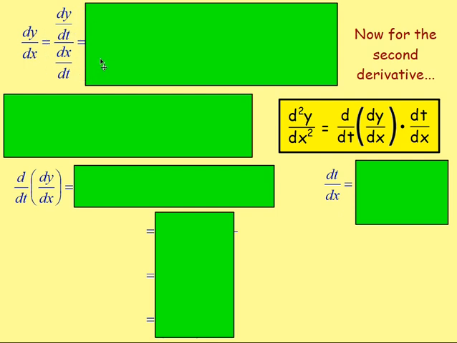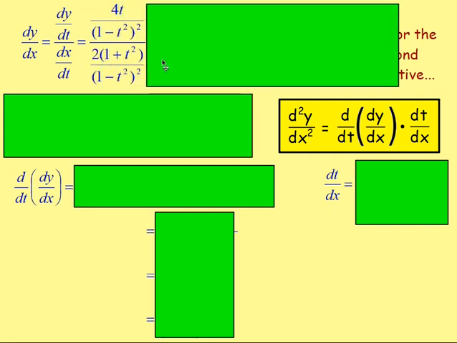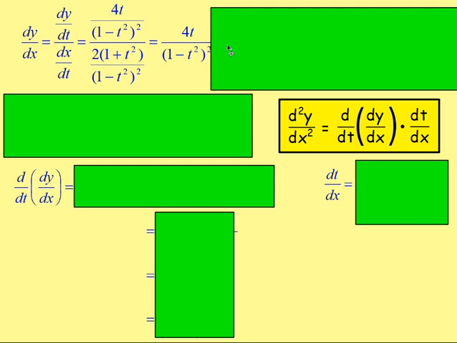So, if you take both of those answers, you will have a 4t over 1 minus t squared, all squared, over the 2 bracket 1 plus t squared over 1 minus t squared, all squared. Remember from there, if you are dividing fractions, take that first fraction. You would divide it, so you can use the wee dividing symbol.